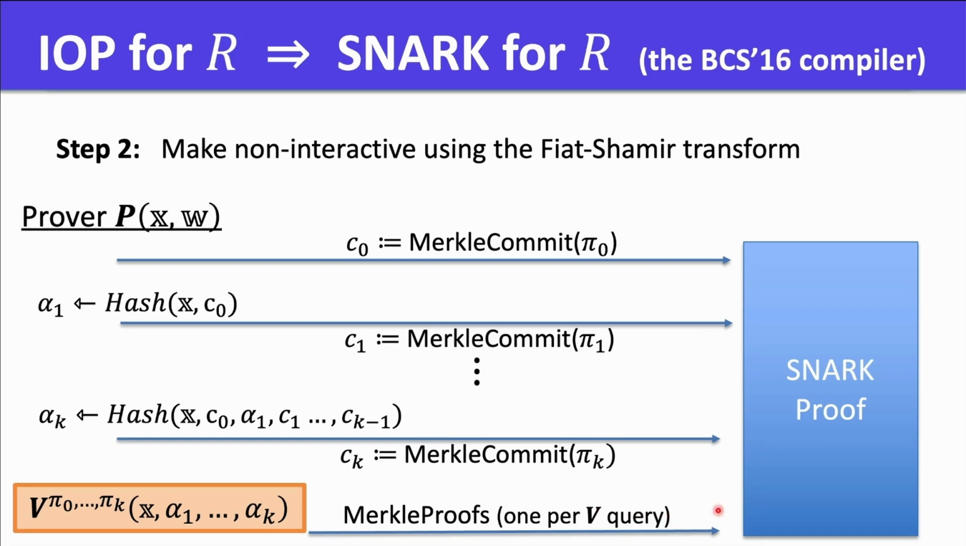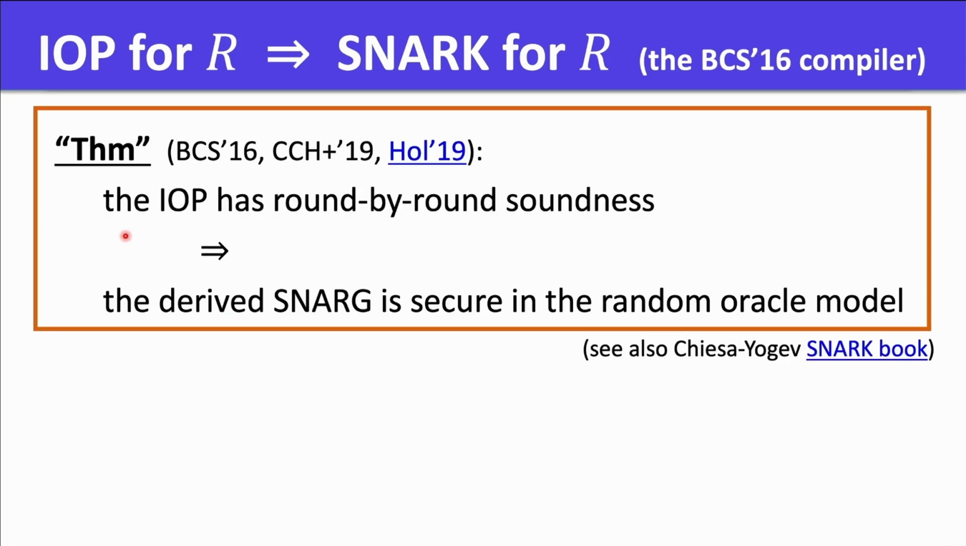Yeah, so the entire SNARK proof becomes the commitments plus the Merkle proofs at the points where the verifier queried the oracles. Then the SNARK verifier can run the verifier on its own now and confirm that the verifier accepted the proof. So that's it. That's the whole SNARK.